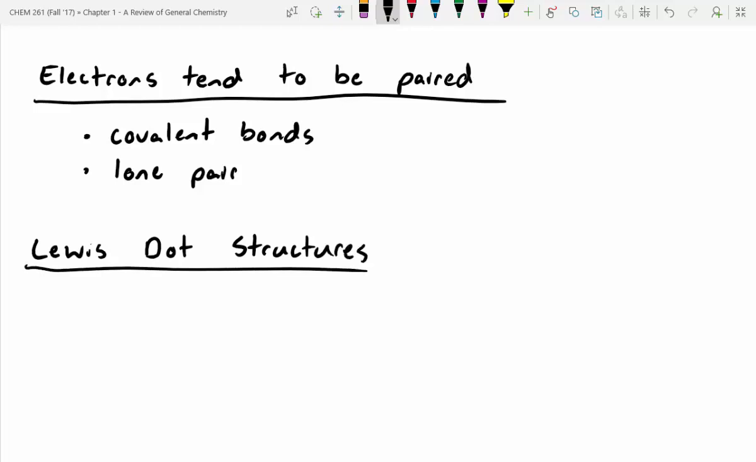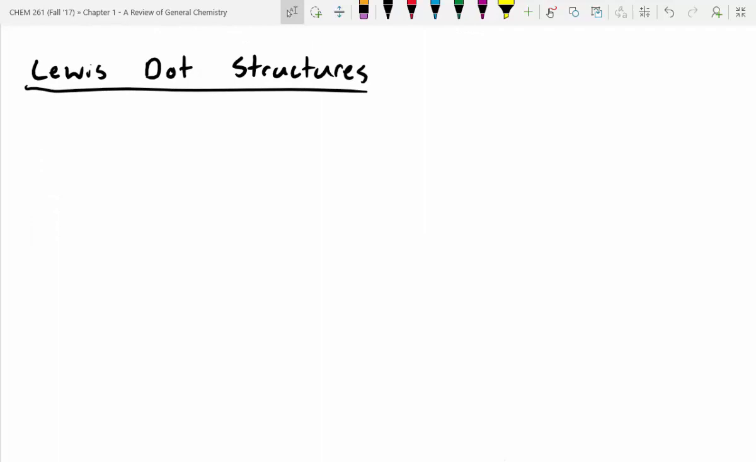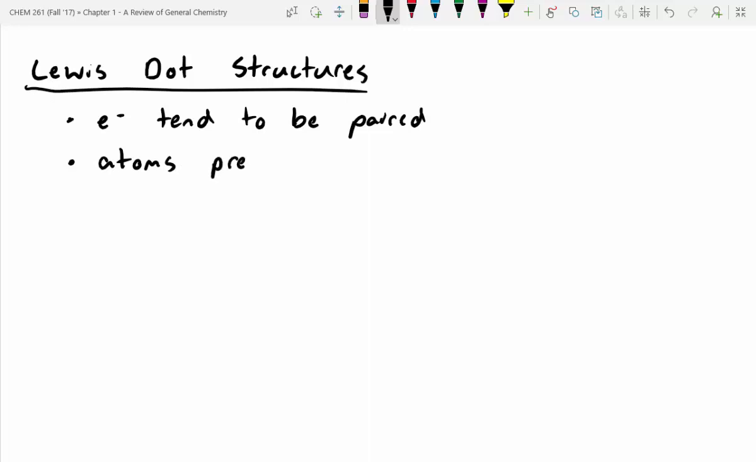I know you may have been taught a little bit differently in your general chemistry course, so if you feel confident with how you draw it already, you're welcome to use that system. But there are some key things. First one is electrons tend to be paired. Like I just said, so try to avoid drawing single electrons. That doesn't really occur very often. And then atoms prefer how many electrons around them?